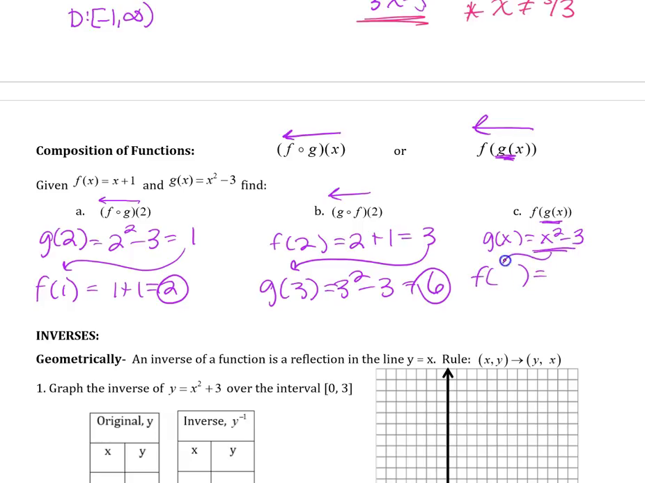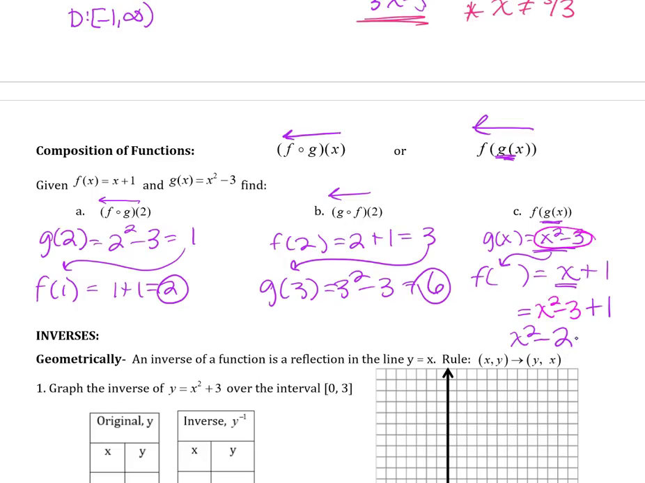So I'm literally taking this and subbing it in for my f function, which is x plus 1. But instead of writing x, I'm going to write my g function. I'm going to write x squared minus 3x. Or x squared minus 3, excuse me. And that would be the composition of the two functions. So this would be x squared minus 2.